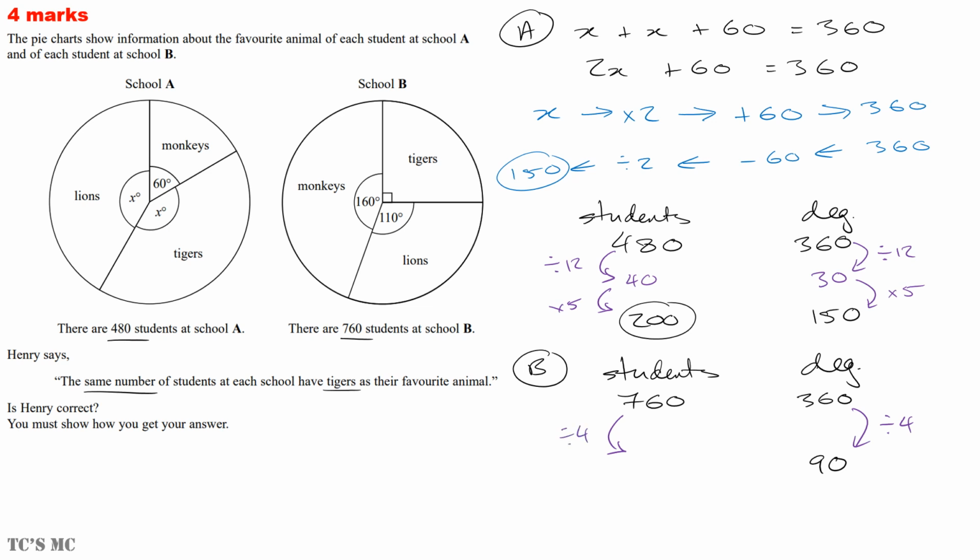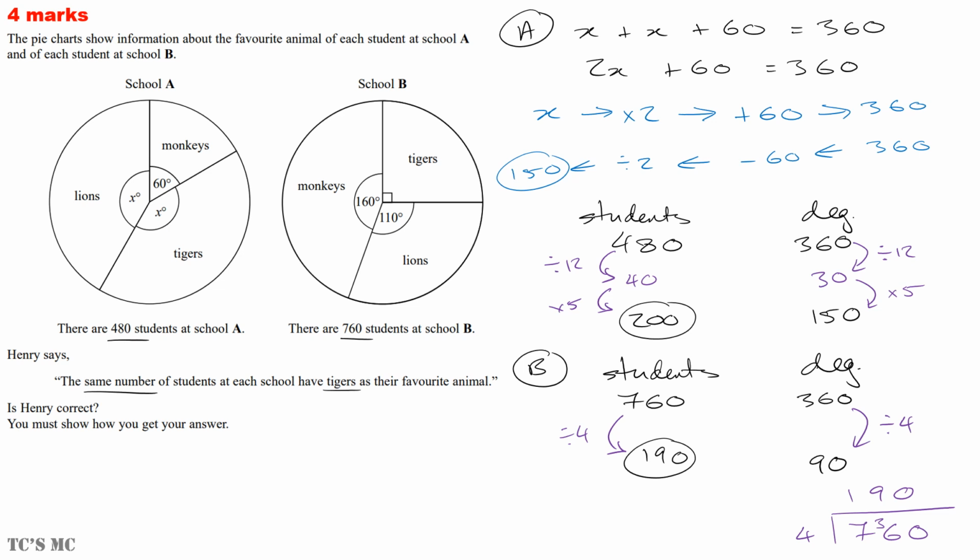I'm going to do that calculation in the corner. 7 divided by 4 is 1, remainder 3. 36 divided by 4 is 9. 0 divided by 4 is 0. So that means 190 students like tigers in school B. Now I have 3 marks.